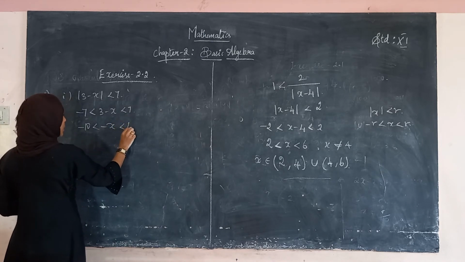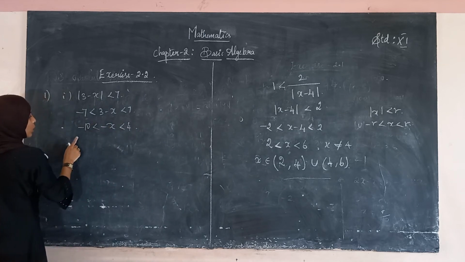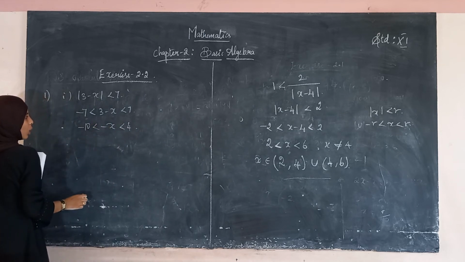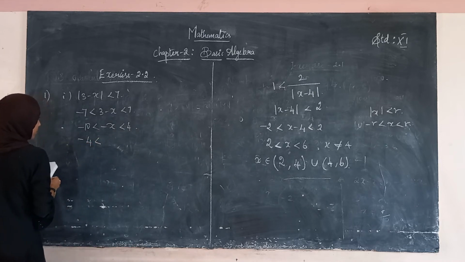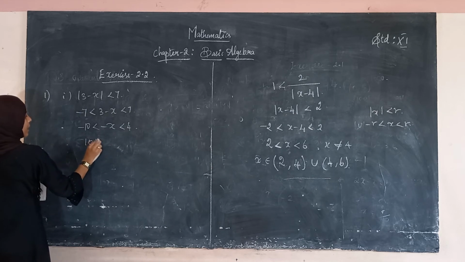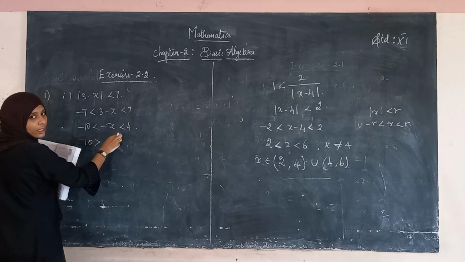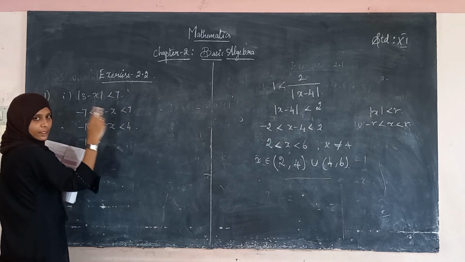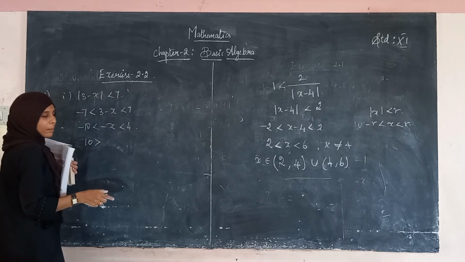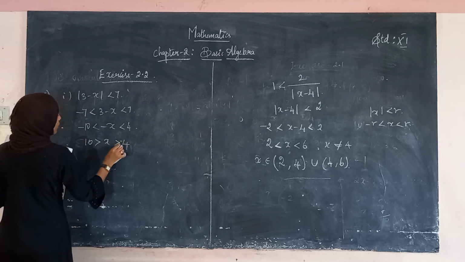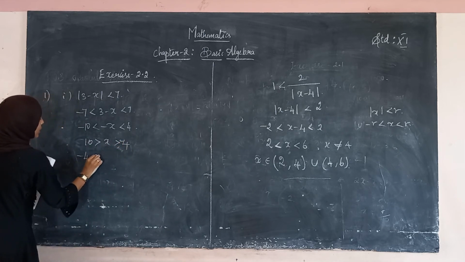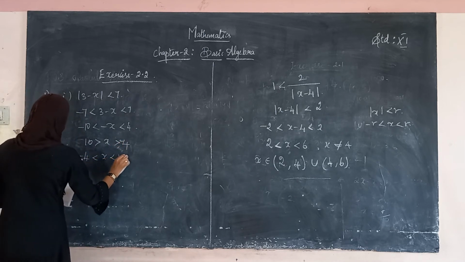7 minus 3 is 4. Okay, so on multiplying minus 1 on all the sides, what happens? Minus 4 less than, okay, what will be the answer, 10 greater than. The less than symbol changes to greater than symbol because we are multiplying by minus 1. So what happens? Minus 4 is less than x less than 10.